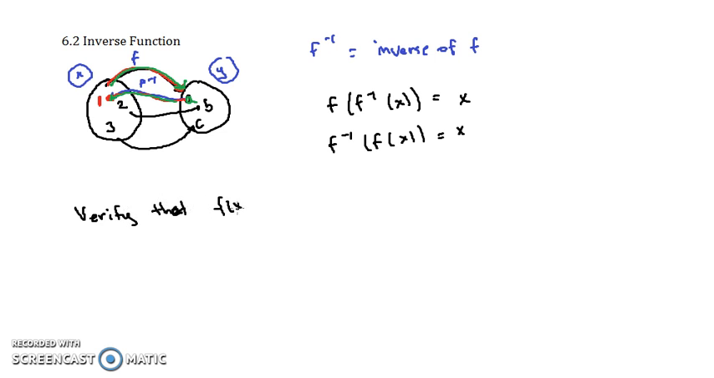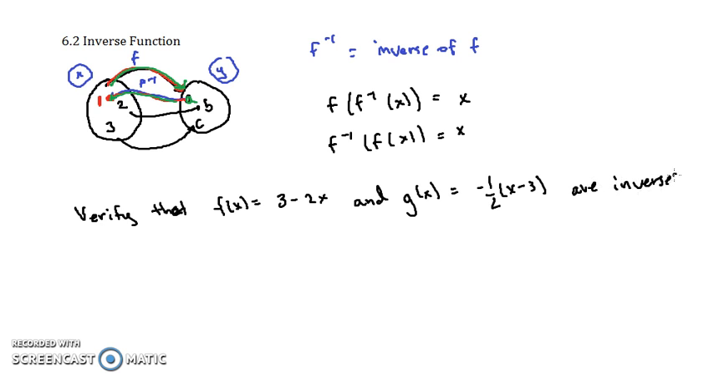So let's verify that f of x equals 3 minus 2x and g of x equals negative 1/2 x minus 3 are inverses. Okay, so I want to verify that these two things are inverses. So how do we do that? We use this definition right here. We use the composition of functions that we just talked about in the last section.